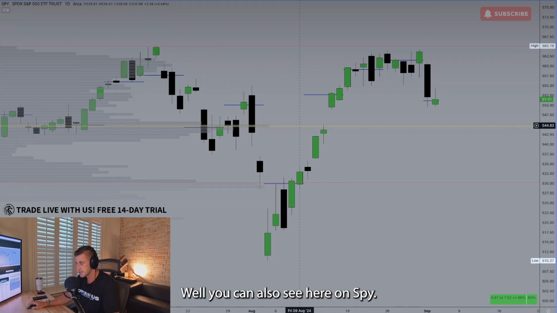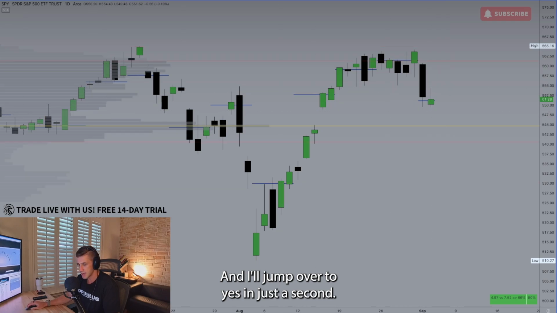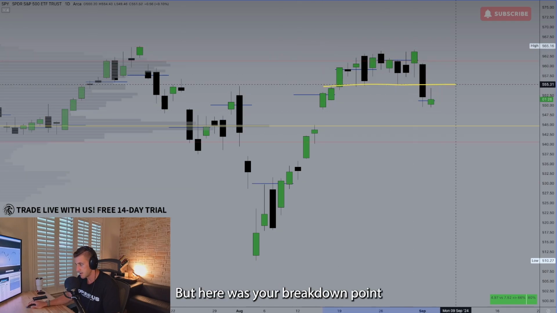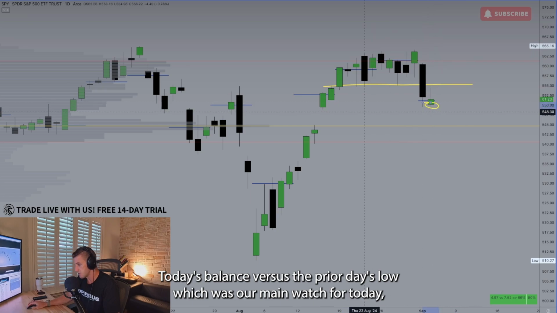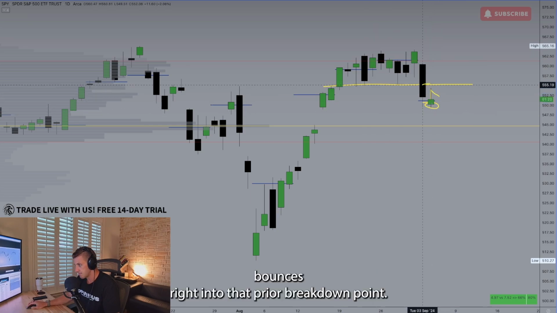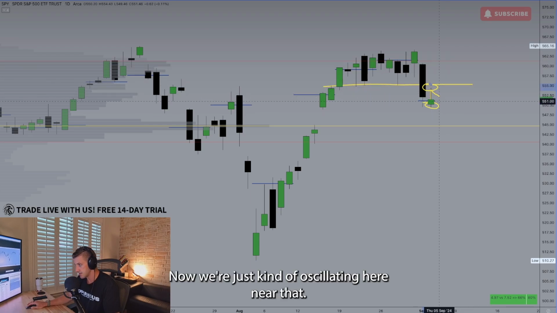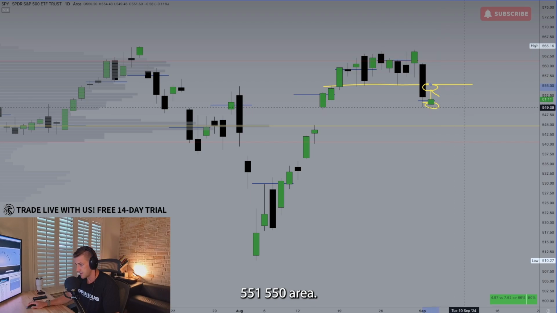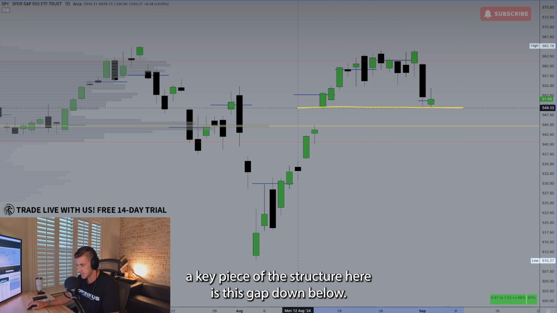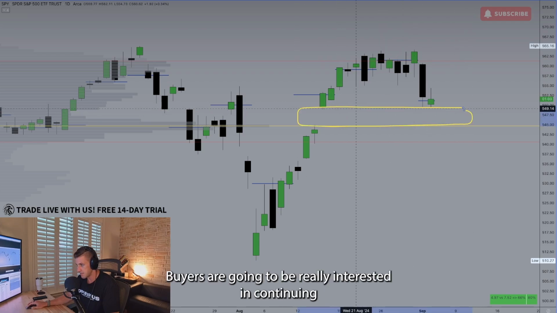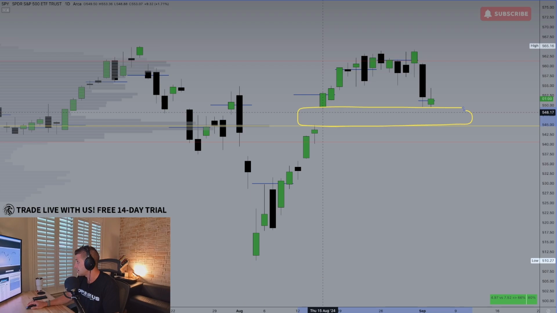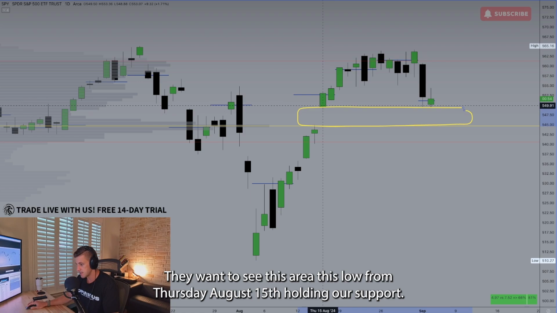What you can also see here on SPY, and I'll jump over to ES in just a second, but here was your breakdown point, right? Today's bounce versus the prior day's low, which was our main watch for today, bounces right into that prior breakdown point and then rejects. Price rolls over. Now we're just kind of oscillating here near that 551, 550 area. Now remember, a key piece of the structure here is this gap down below. Buyers are going to be really interested in continuing to defend this gap. They want to see this area, this low from Thursday, August 15th, holding as support.